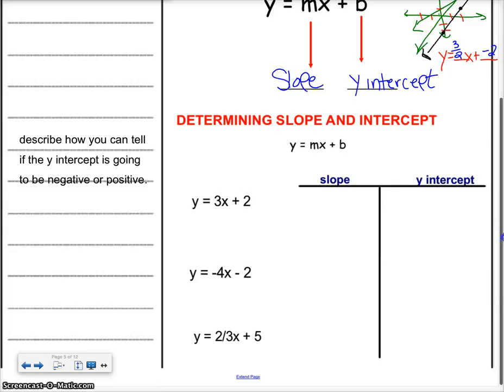Part of our learning target is to be able to identify, when I give you an equation of a line, what is the slope of the line and where does it cross the y-axis. That's what you have to be able to do anytime that I give you an equation of a line. So every equation looks like this. Y equals mx plus b. M is my slope. B is my y-intercept. Whatever is before the x is the slope. Whatever is after the x is the y-intercept.